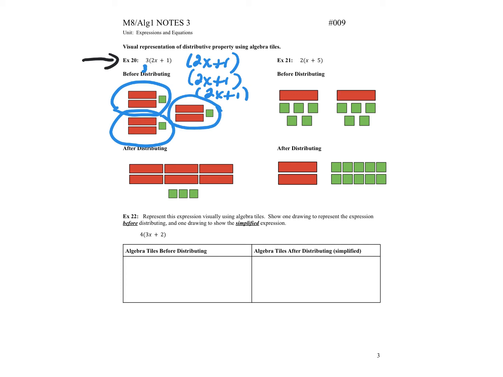Then, after you distribute, and it's sort of like combining like terms, you put all the x values together. So 2, 4, 6, that gives you 6x plus 3.